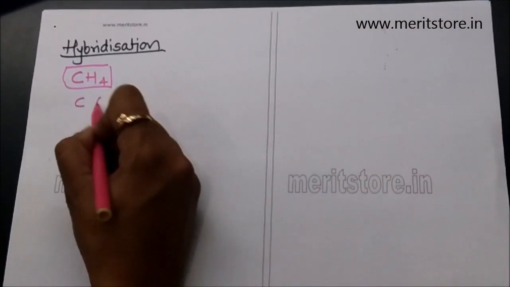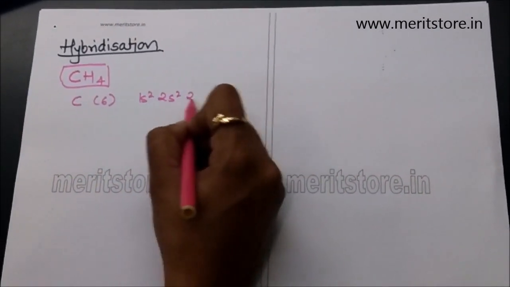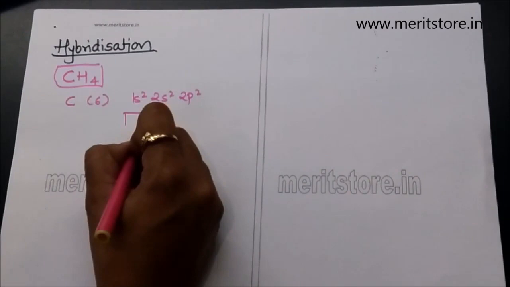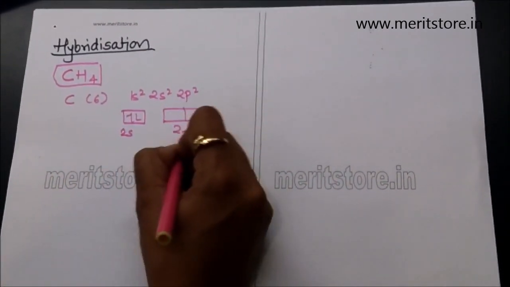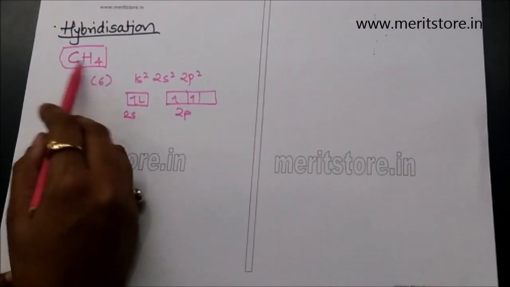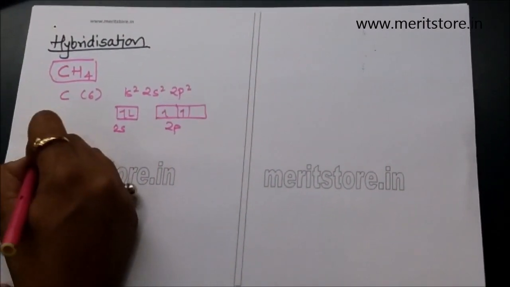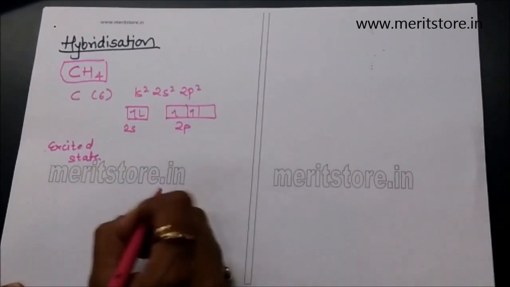In the case of carbon, the atomic number is 6, so the configuration is 1s2, 2s2, 2p2. So in its ground state, in the outermost shell, the 2s electrons are paired, and in the 2p we have 2 unpaired electrons. But since the valency of carbon is 4, one of the important steps involved in hybridization is the excited state.